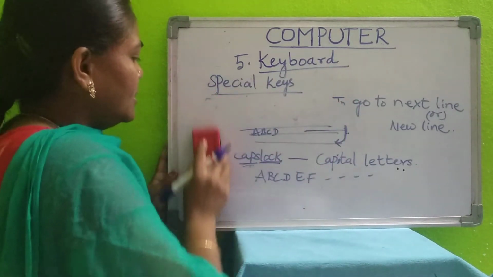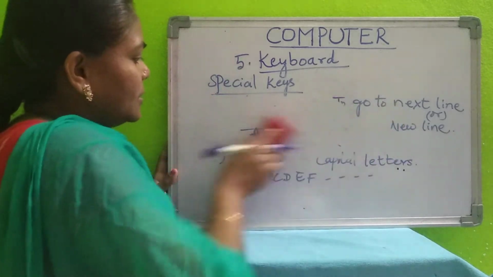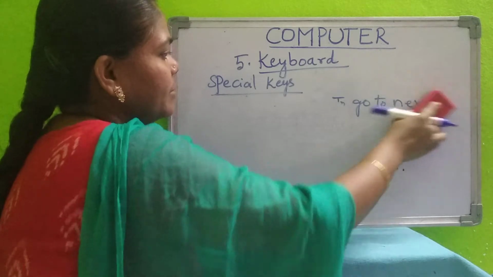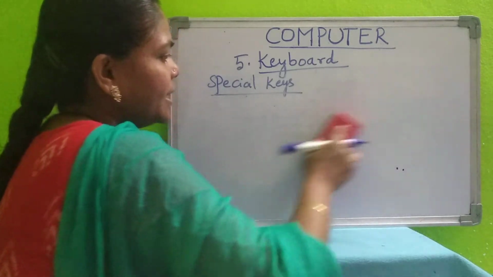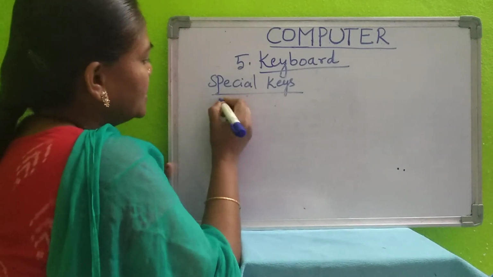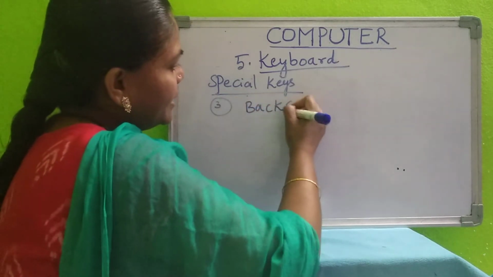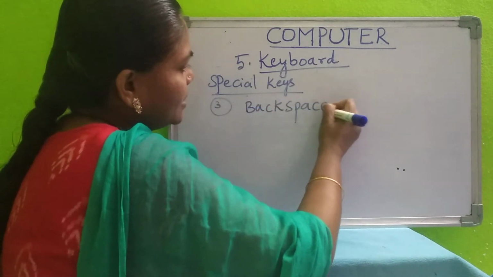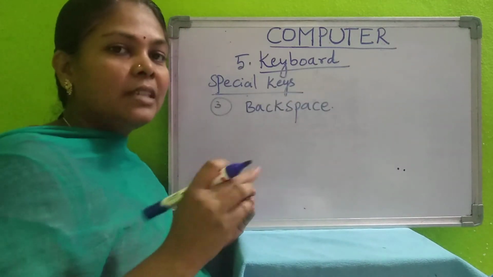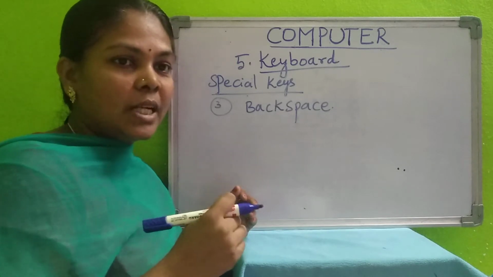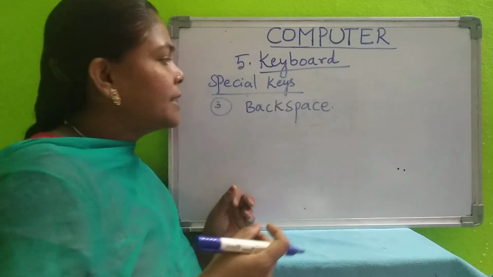Next, the third key is the backspace key. Which key works like an eraser? The backspace key works like an eraser. Why is it called an eraser? This is used to erase letters. If you make any mistakes, what will we do? We will erase those letters and write again.